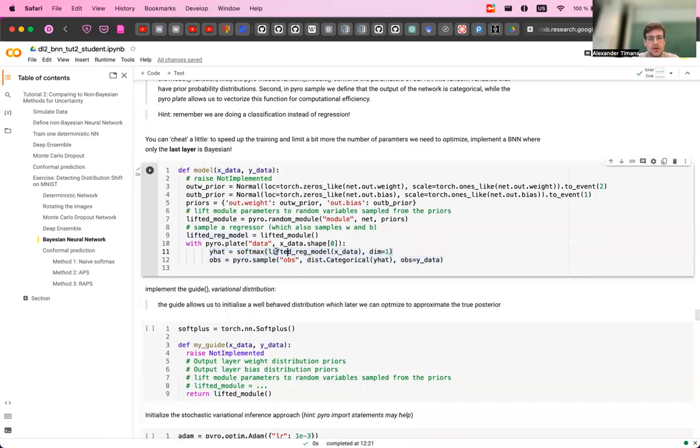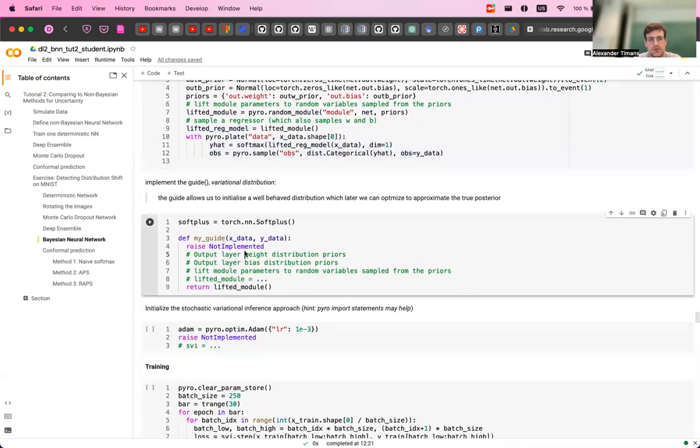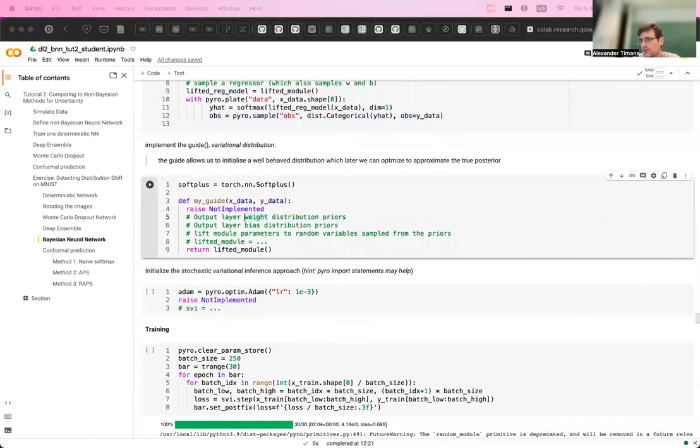So we sample, we do the Bayesian inference step, run it through the model, now with Bayesian inference attached to it, then run our prediction through the softmax. And then, since we only have 10 classes, this is modeled as a categorical distribution. So we have a finite 10 class distribution. All right, so then I implement the guide.